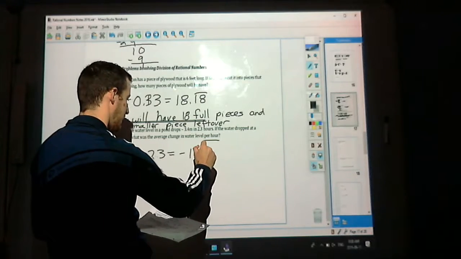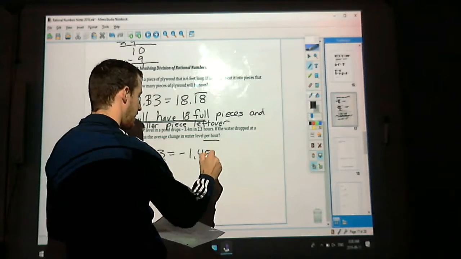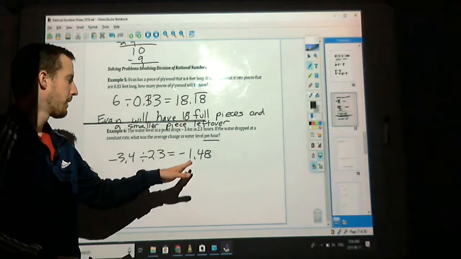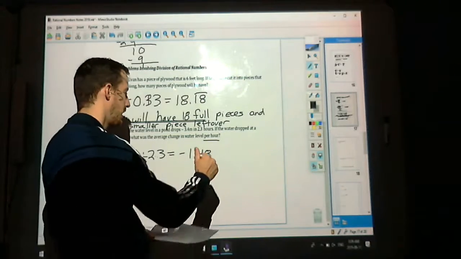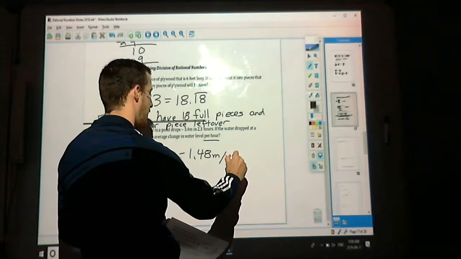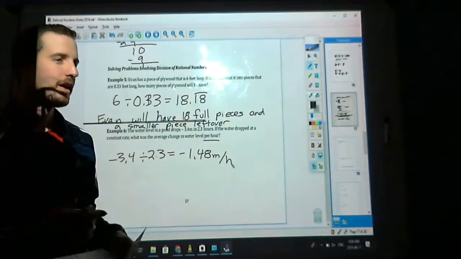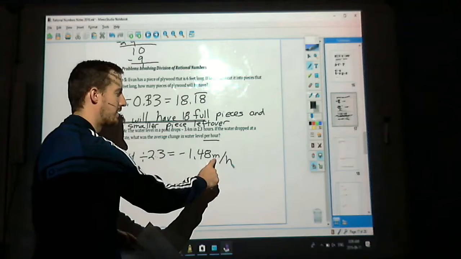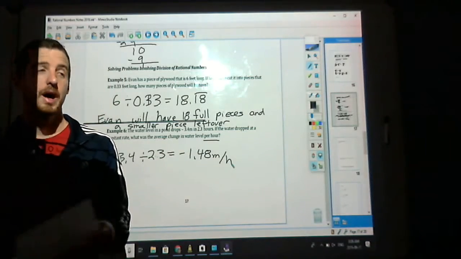And finally, our water level is dropping by 1.48 meters, okay, per hour, right? It's a speed, so we're going to have a distance divided by a time.